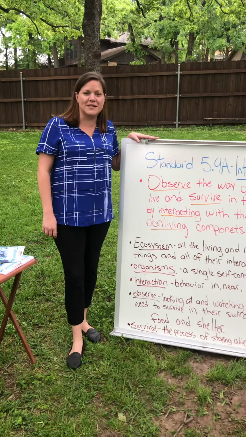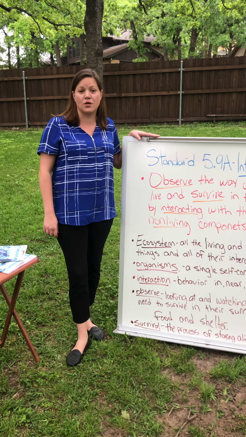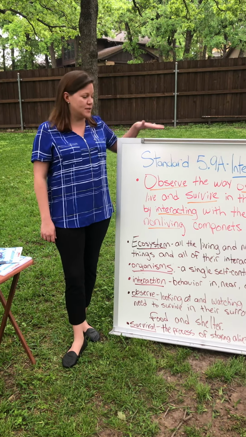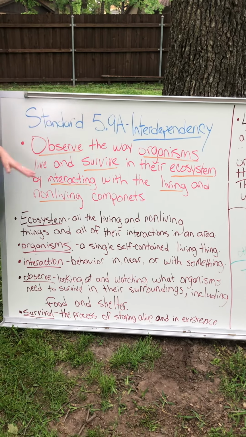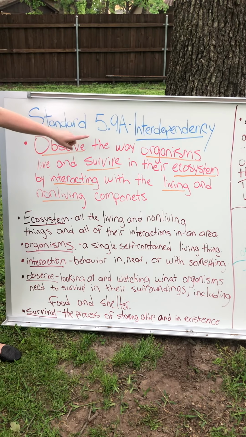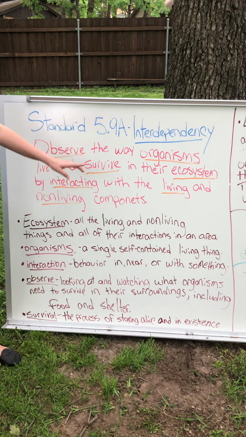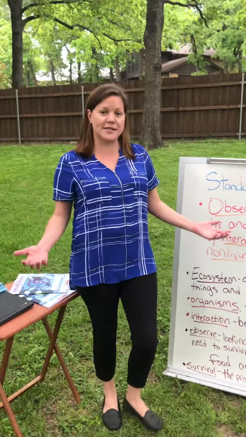Hi science fans, Mrs. Russell here, and this week we're going to be moving into a new unit called Organisms and Environment. Our first topic in this unit is 5.9a, Interdependency. We are going to observe the way organisms live and survive in their ecosystem by interacting with the living and non-living components. What exactly does that mean?